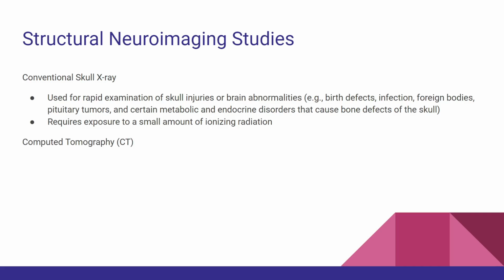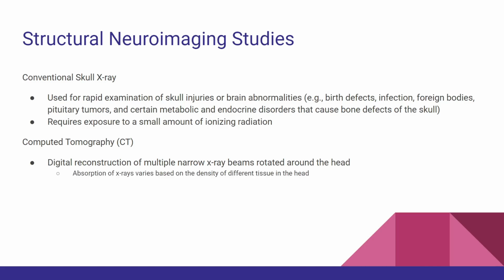One thing to note is that skull X-rays require exposure to a small amount of ionizing radiation. Building off of these conventional skull X-rays is computed tomography, or the CT or CAT scan, and this is a digital reconstruction of multiple narrow X-ray beams that's rotated around the head, and the absorption of the X-ray can vary based on the density of different tissues in the head. The image produced is monochromatic, with more dense tissue appearing brighter or hyperdense and less dense tissue appearing hypodense.